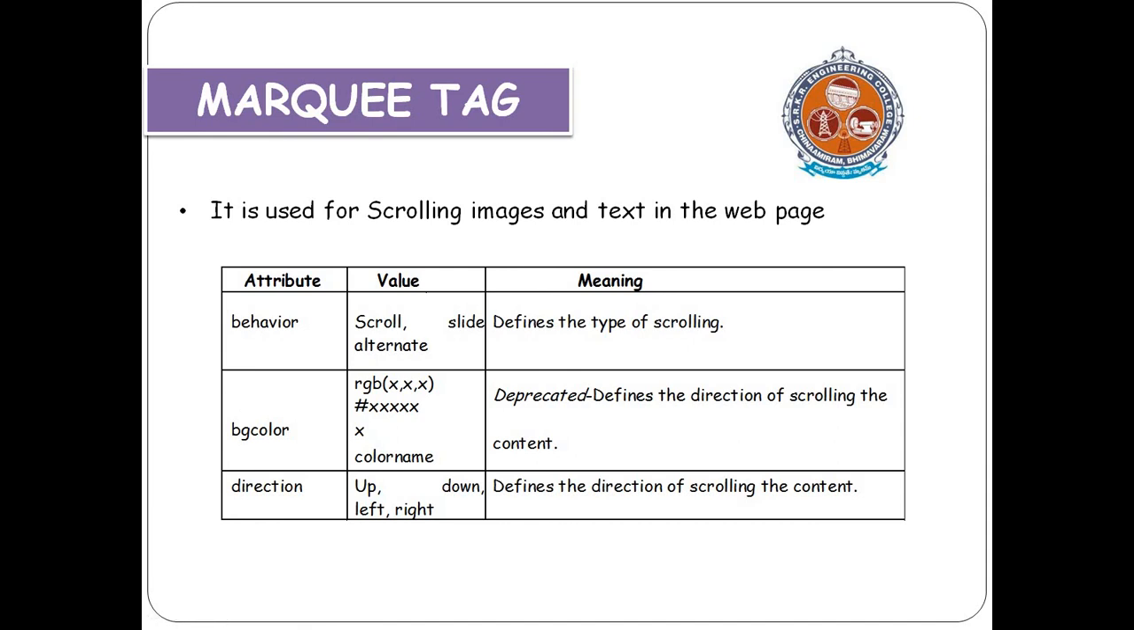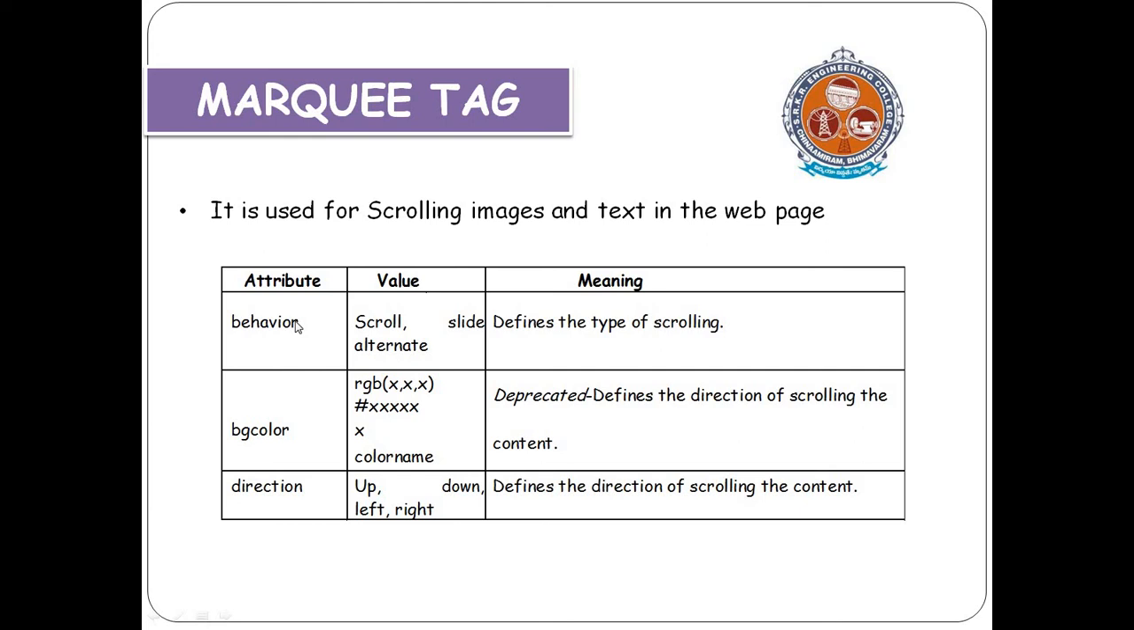Then the marquee tag. The marquee tag is for scrolling images and texts in web pages. Already, if you open any web page, from the top of the page some data will be scrolled from left to right, or top to bottom, or diagonally. So the data will be scrolled like that. For that purpose you have to use the marquee tag. With the help of the marquee tag you can scroll our data.